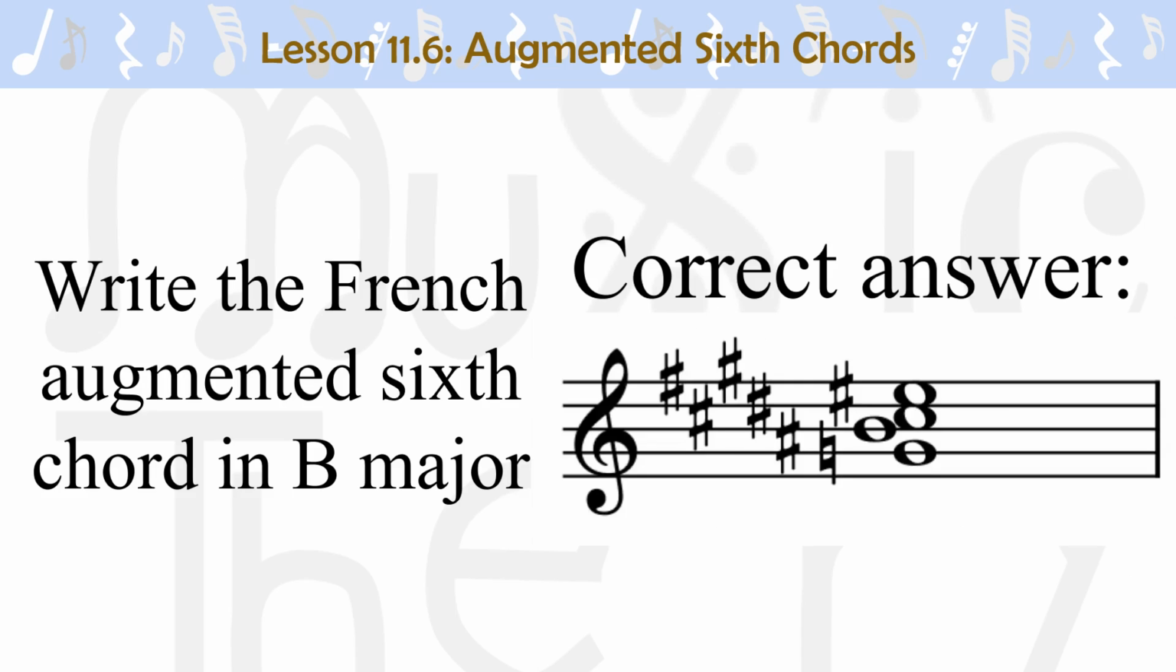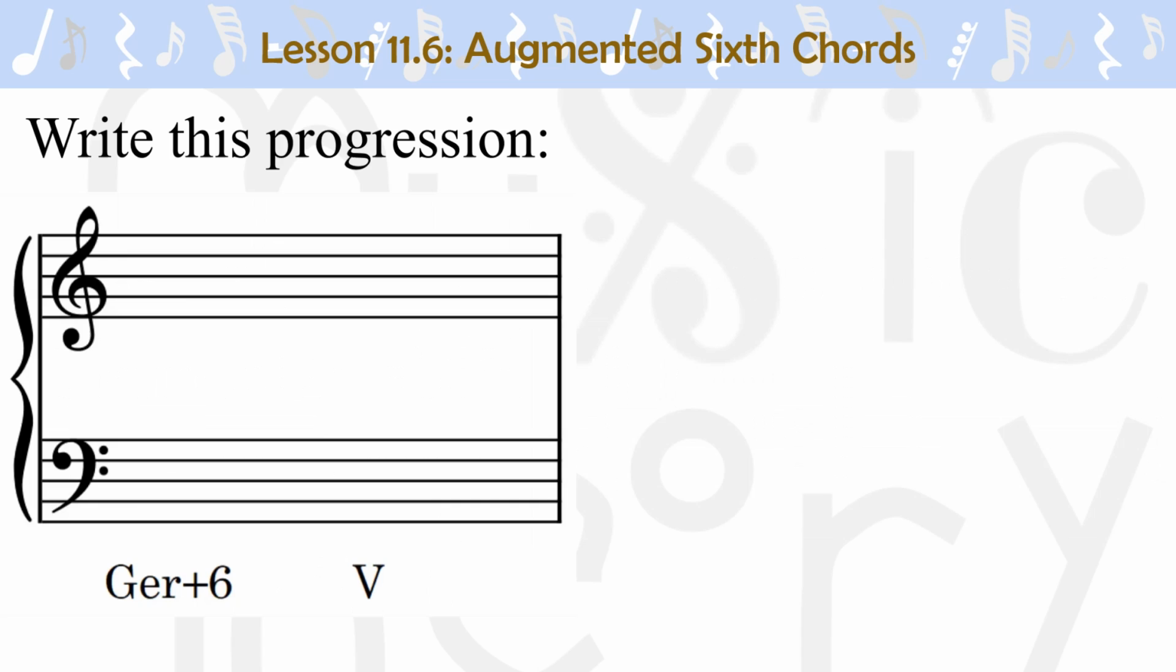Correct answer shown. Scale degree 6 in B major is G sharp, so the root of the French augmented sixth chord is G natural. The next note is a major third above that, B. The next note is a major second above that, which is C sharp. The top note is E sharp, which is an augmented sixth above the root. Write this progression.